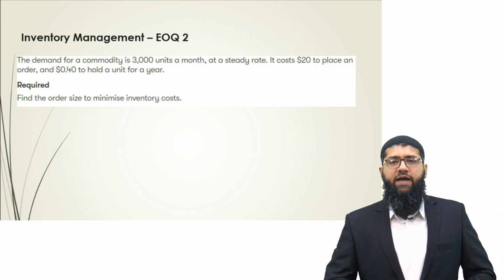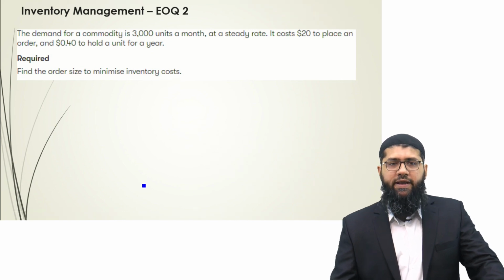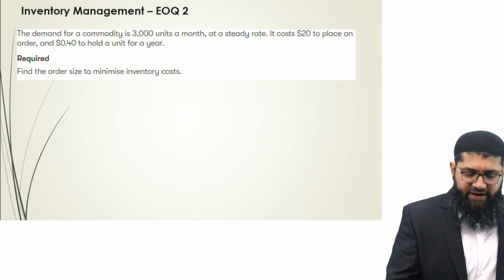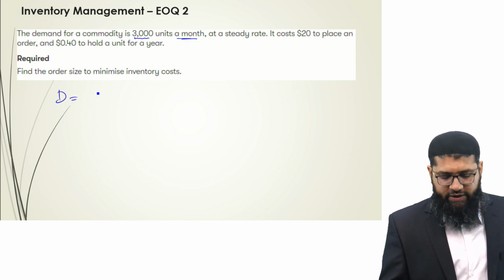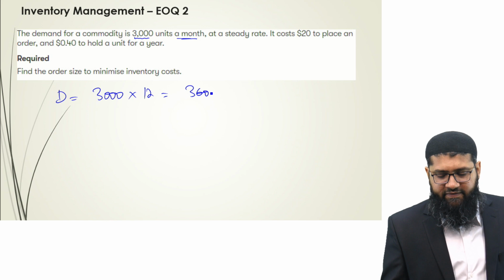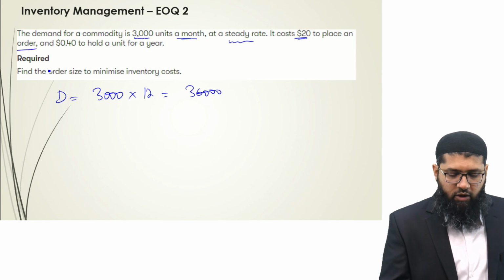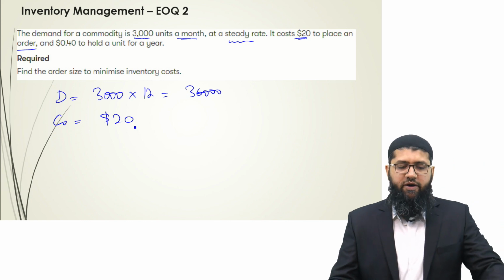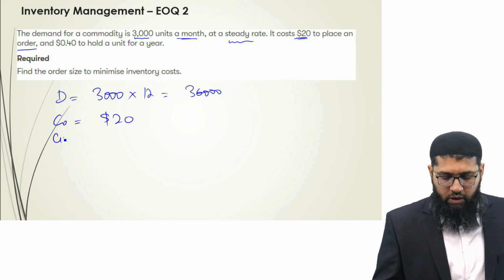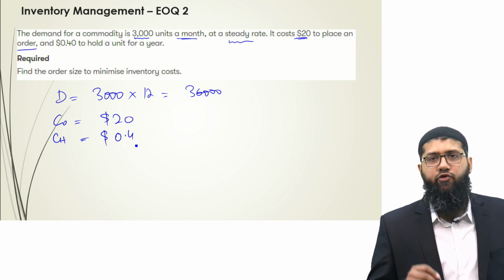I'll take an example of the economic order quantity and discuss how to calculate it in Excel. The demand for a commodity is 3000 units a month. So the annual demand is 3000 into 12, which is 36,000 units at a steady rate. It costs $20 to place an order, so the cost of placing an order is $20, and $0.4 to hold a unit for a year. So CH is $0.4.